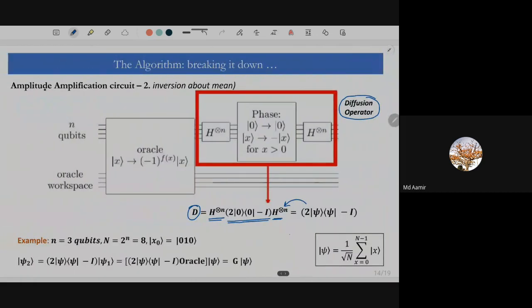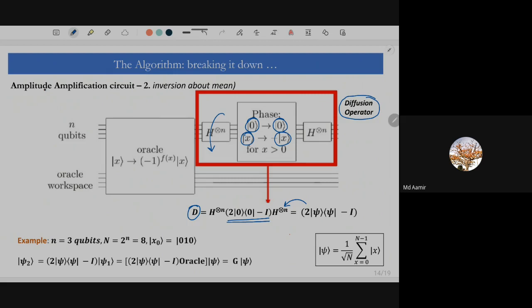So again we'll come back here. What we got is H tensor n, then 2|0><0| minus I, then H tensor n. So we have this H tensor n circuit, and we have this phase. This thing can be implemented by just this part here. If we have a 0, we don't add any phase, but when we have x, we add a phase of minus.